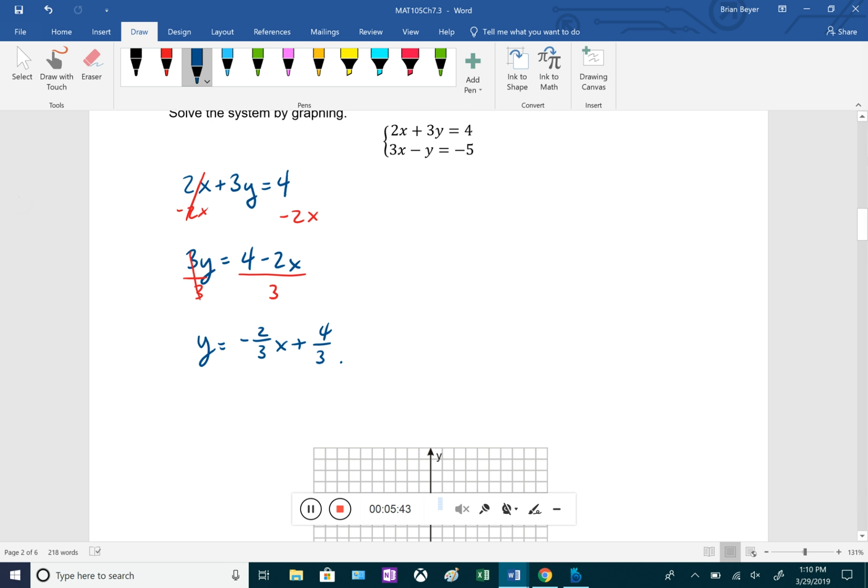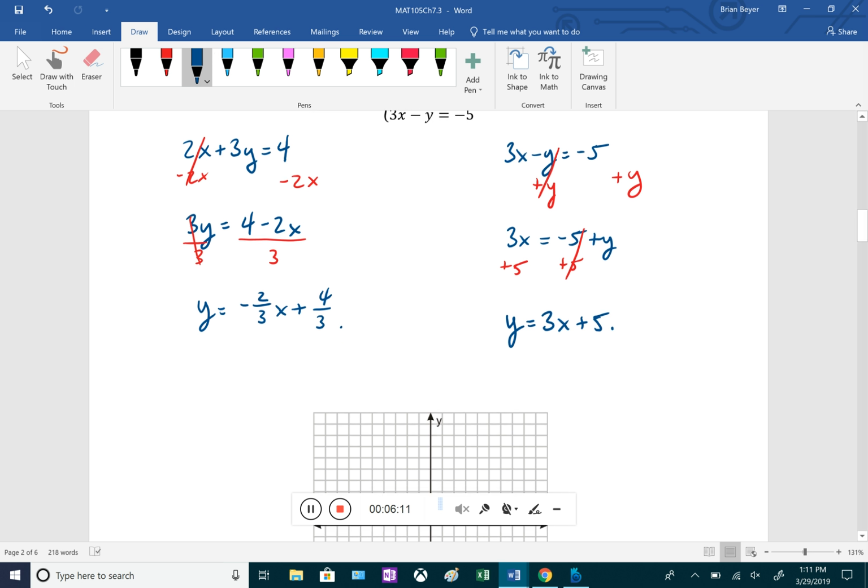So let's solve for y in the other one. So it's 3x minus y equals negative 5. So I'm going to add y on both sides. And we get 3x equals negative 5 plus y. And then I'm going to add 5 on both sides. And we get y equals 3x plus 5. So here are both of our equations, so let's graph them.